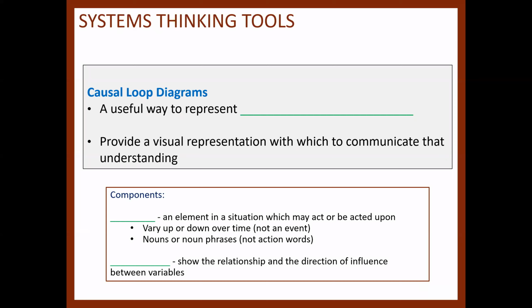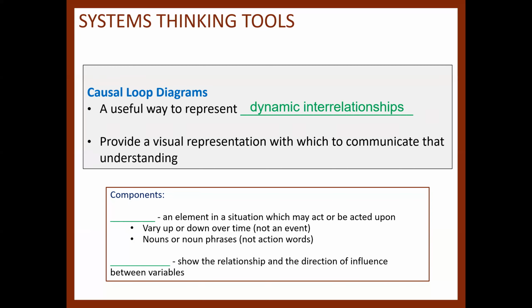So systems thinking tools, as I mentioned already, causal loop diagrams are a useful way to represent dynamic interrelationships. They provide a visual representation with which to communicate that understanding. So again, we want to be able to represent the dynamics of a specific situation. And this causal loop is going to provide a visual representation for those purposes, so you can communicate the understanding of the situation.